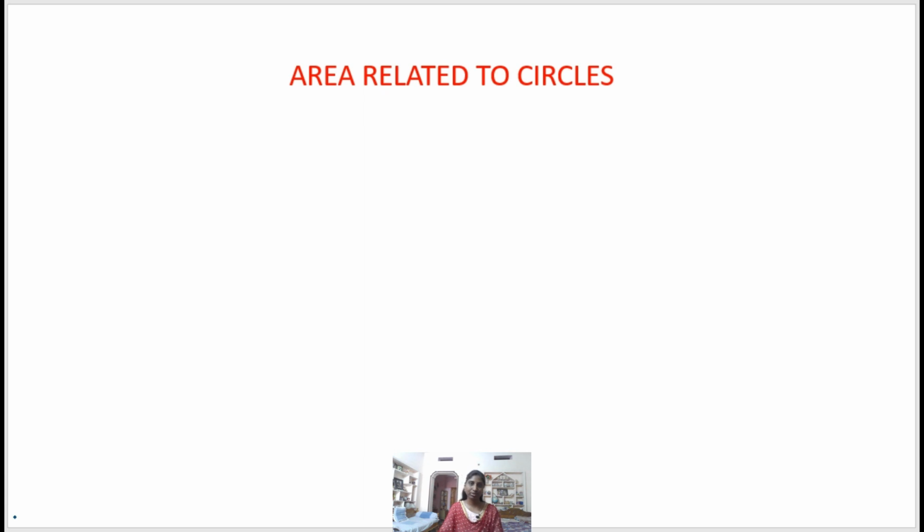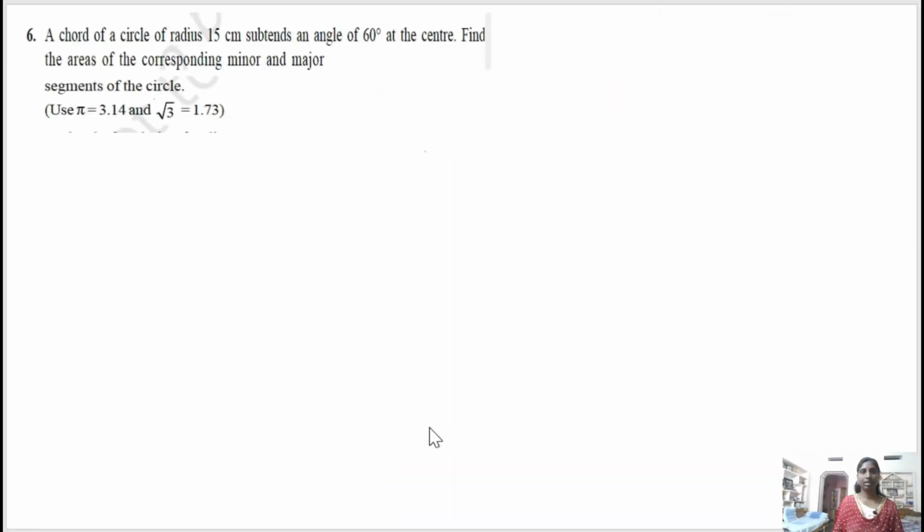Today we are going to solve two problems from the chapter area related to circles from class 10th NCERT. So without wasting our time, let us jump into the video. Here we have question number 6, let us read it.